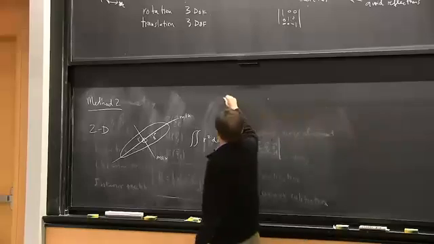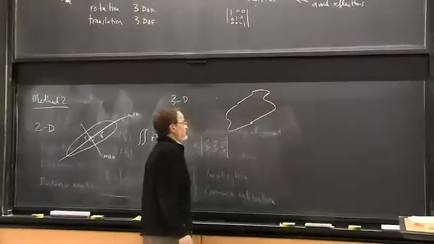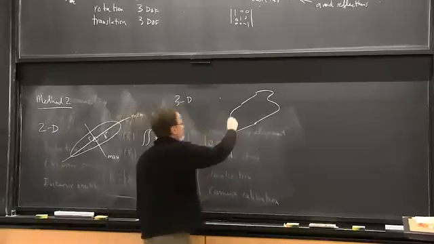So, okay, so 2D. Let's go to 3D with the same idea. So there's some sort of object in space, a bunch of points.